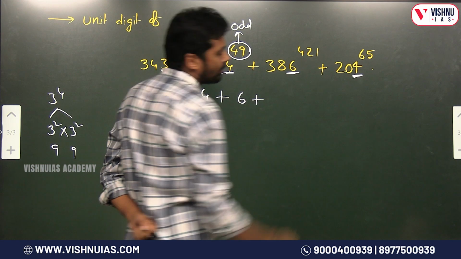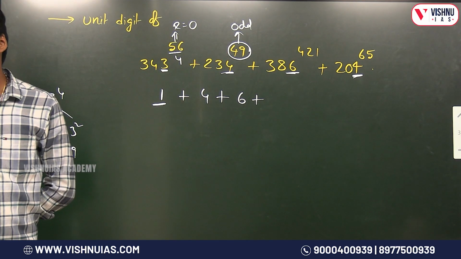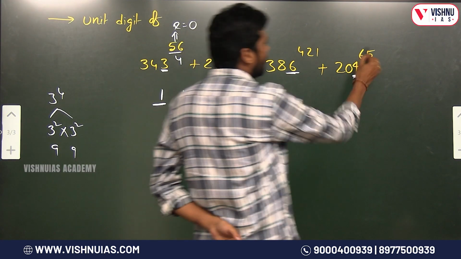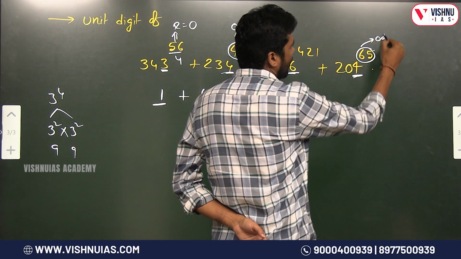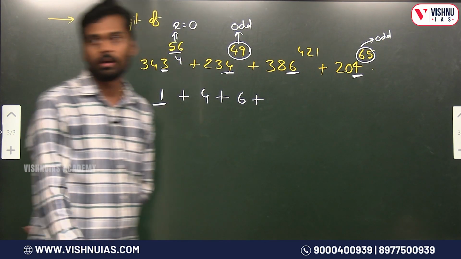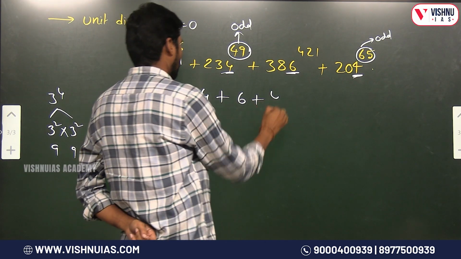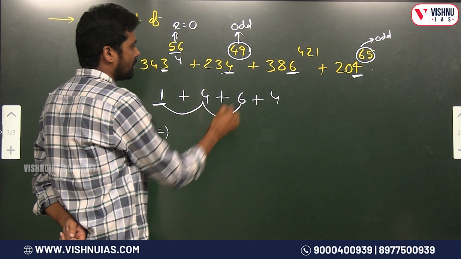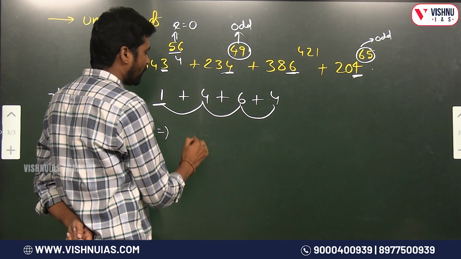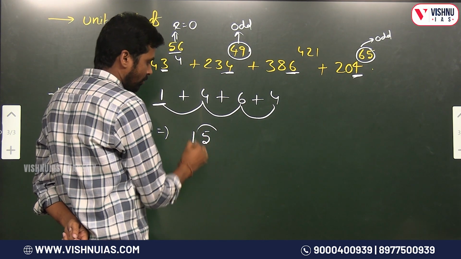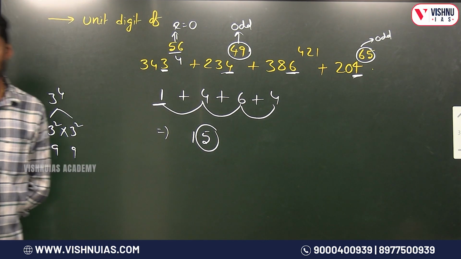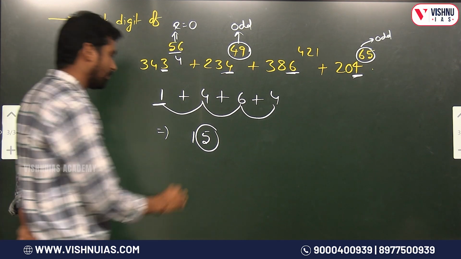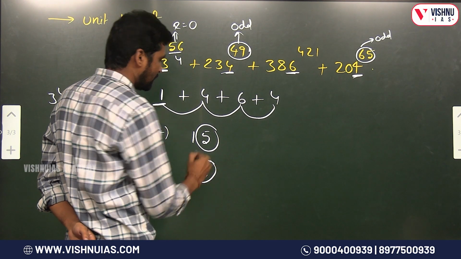Here again we have that number 4. 4 means that what is the power? Is it even number or odd number? Odd number. Odd number means that 4 to the power of 1 will be taken. So tell me the final answer. 1 plus 4 is 5. 5 plus 6 is 11. 11 plus 4 is what? 15. 15 means that we want the unit digit of the number. Okay. So what is the unit digit of the number? 5 is the unit digit of the number.